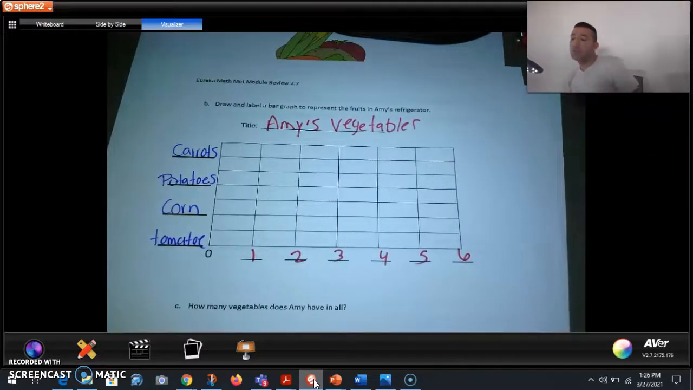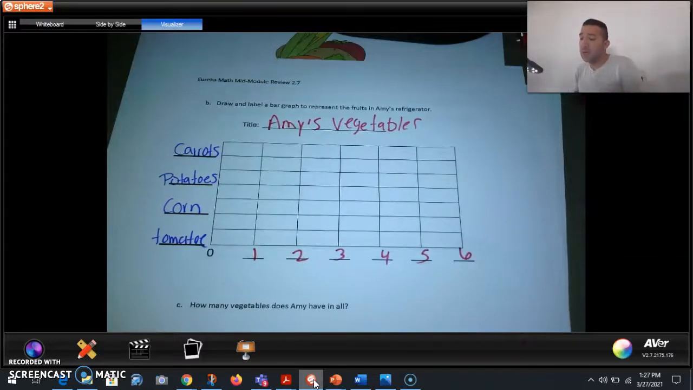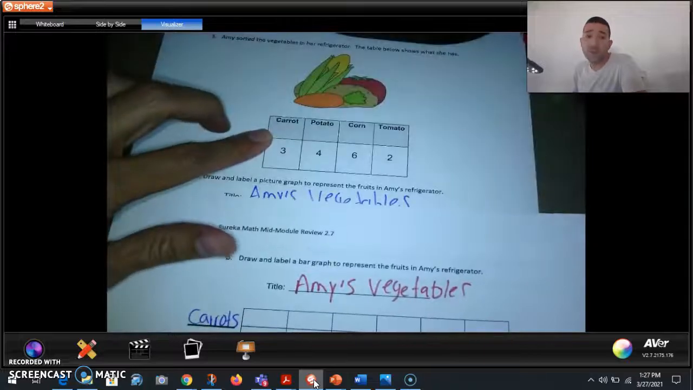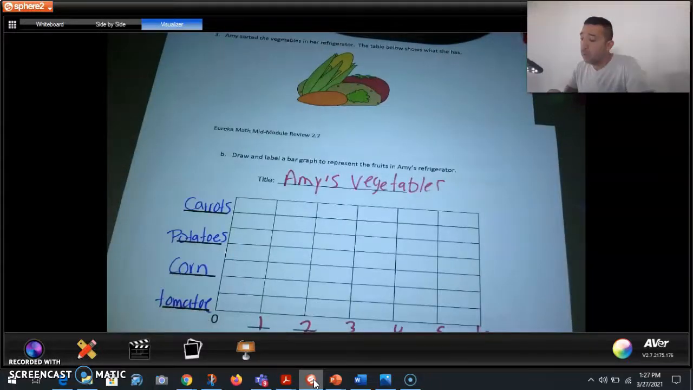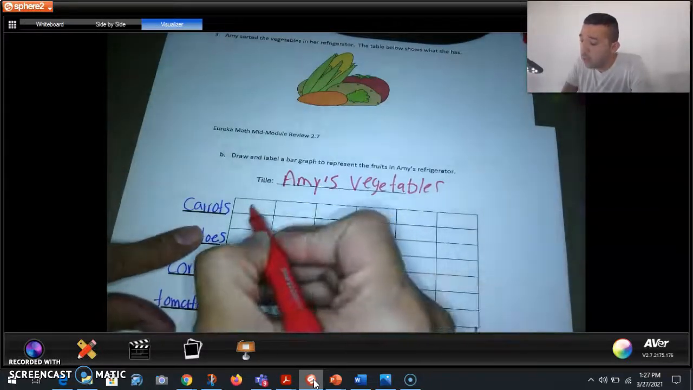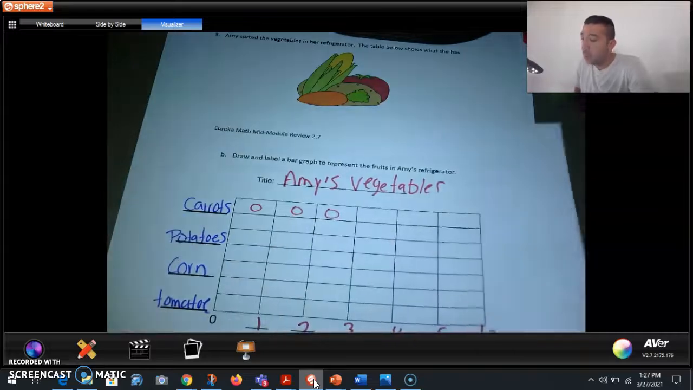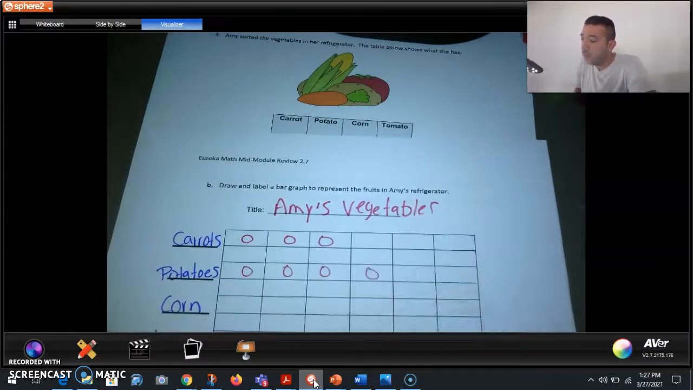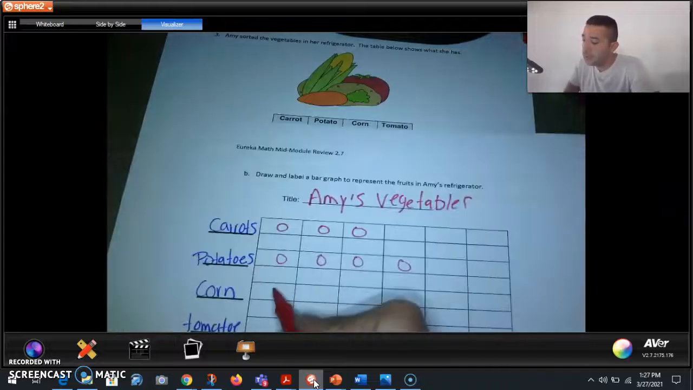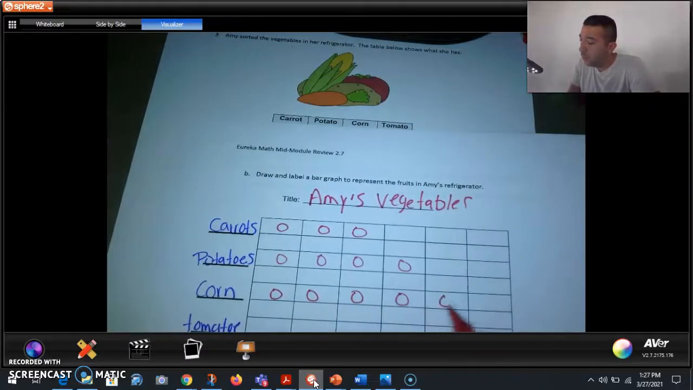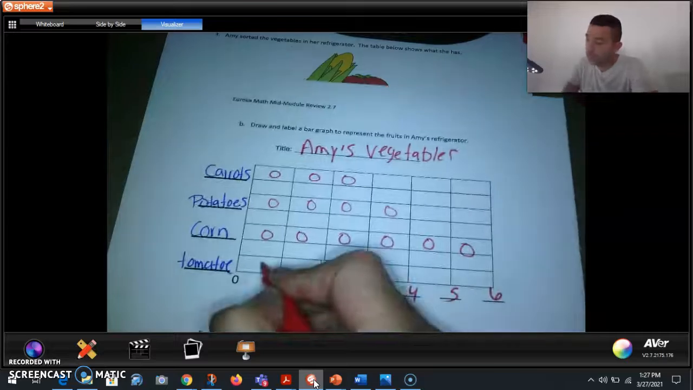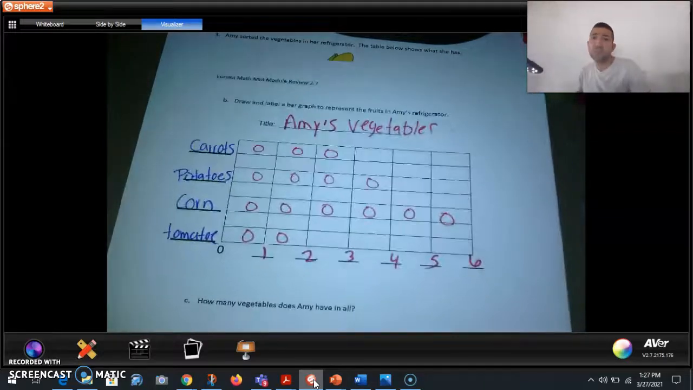So now, boys and girls, that I already have my title, the vegetables, and my numbers, let's go ahead and fill out our bar graph. So carrots, we know that there's 3. So let me go ahead and make 3 circles for my carrots. 1, 2, 3. What about potatoes? 4 potatoes. 1, 2, 3, 4. Corn, 6. 1, 2, 3, 4, 5, 6. And what about tomato? 2 tomatoes, okay? 1, 2. Super easy and simple.